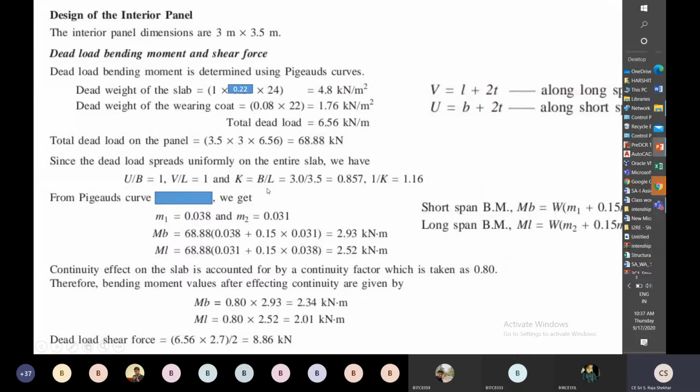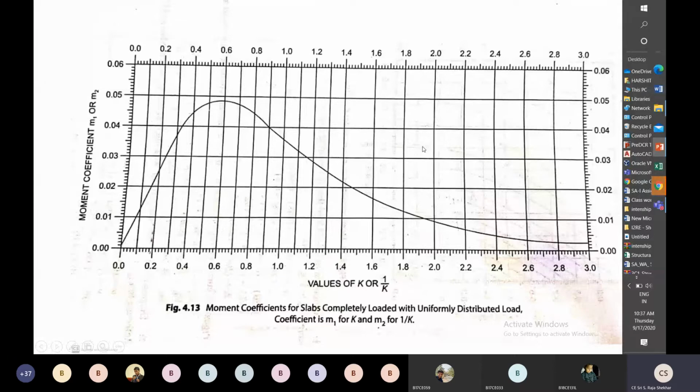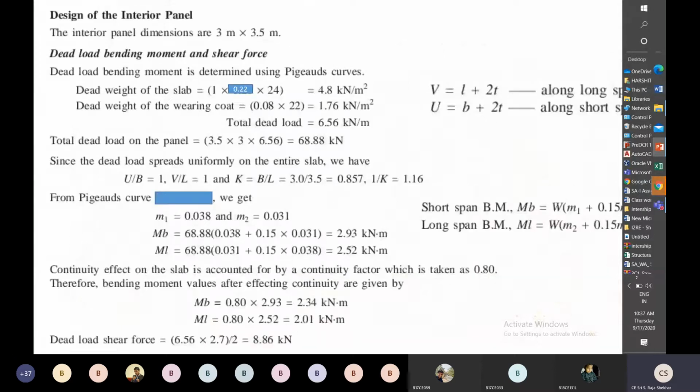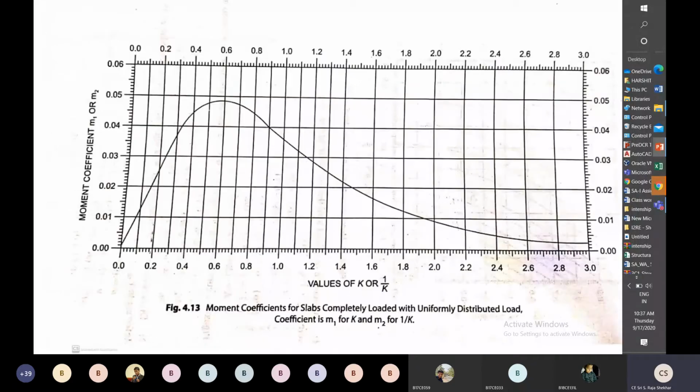So K is equal to B by L. From Pigeaud's chart for uniformly distributed load, this is the dead load of the panel, that means the slab. The slab load is acting uniformly on the two spans, that means on the four supports: two sides along the length and two sides along the width. The four sides, two longitudinal girders and two cross girders, are supporting the slab. So we need to consider this as a uniformly distributed load acting throughout the length and the width of the slab, a UDL acting along the x direction and y direction.